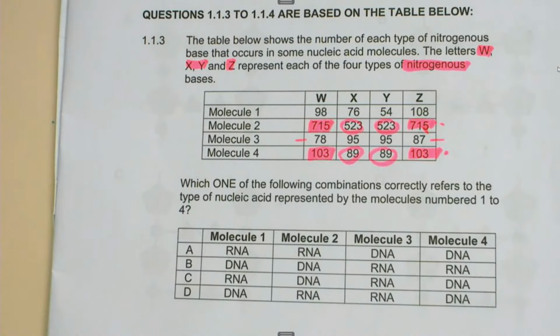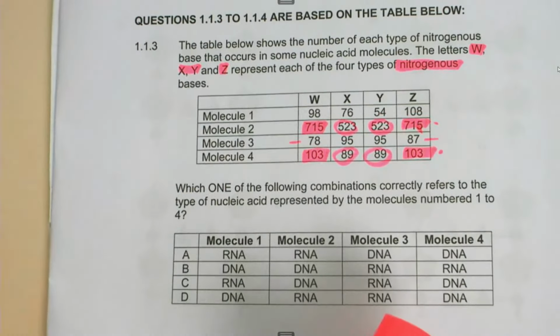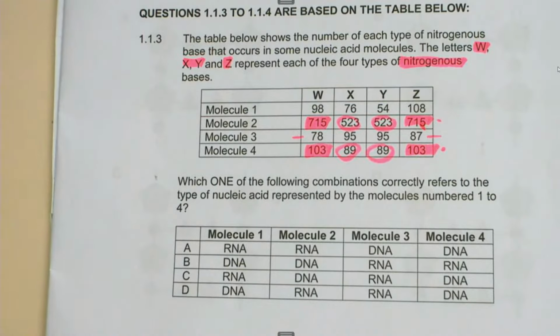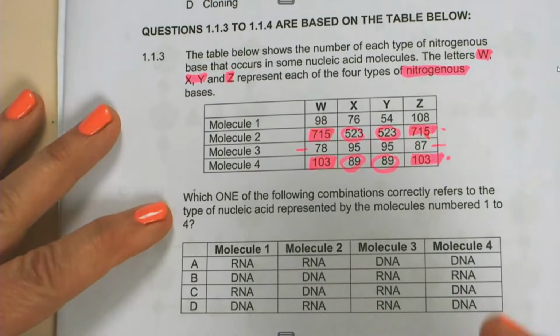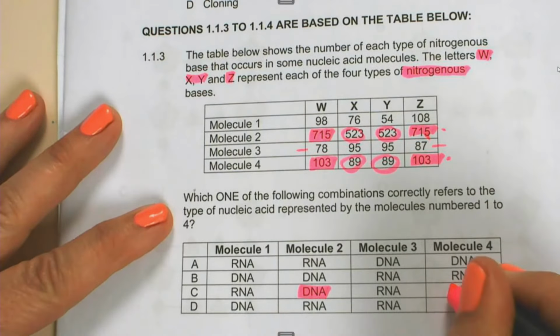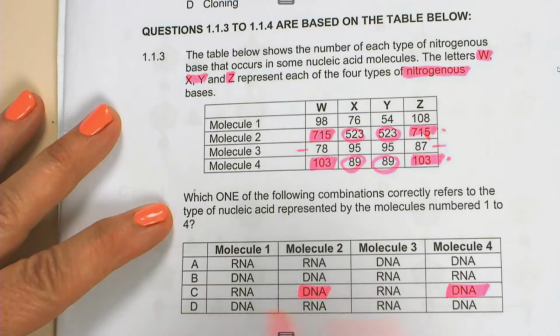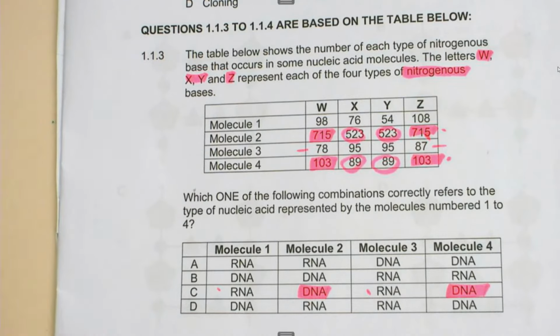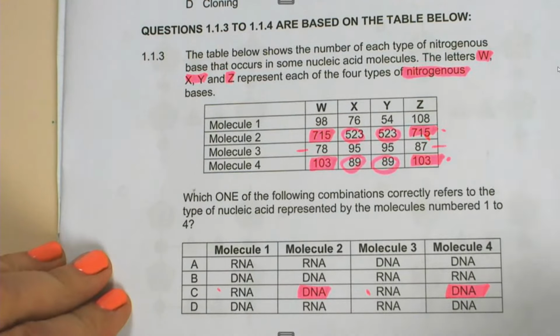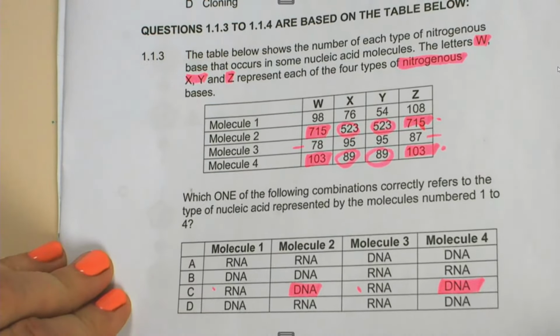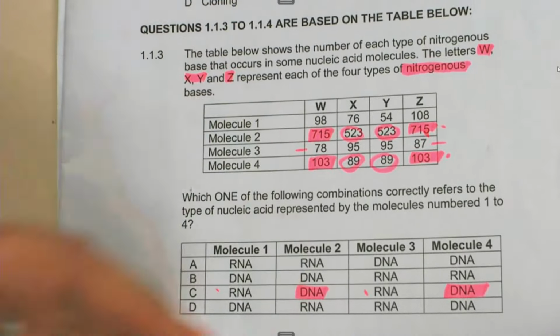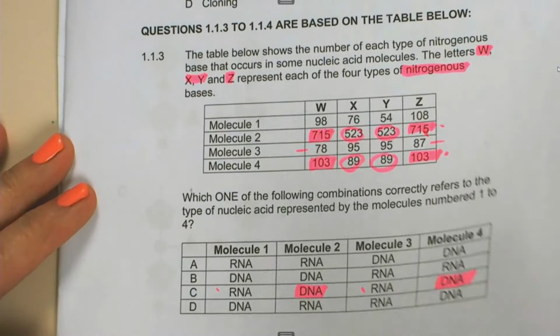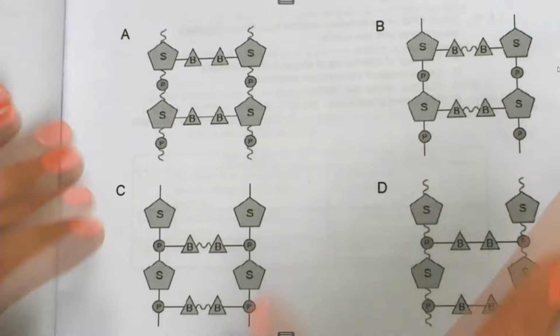So therefore, 1.1.3, we are going to highlight for you. 1.1.3 is then C, where molecule 1 is DNA and molecule 4 is DNA, and then the rest is RNA and RNA. So that is how we come to that answer. Level C answer, you have to apply your knowledge and then you have to calculate. So a bit difficult question on that one.